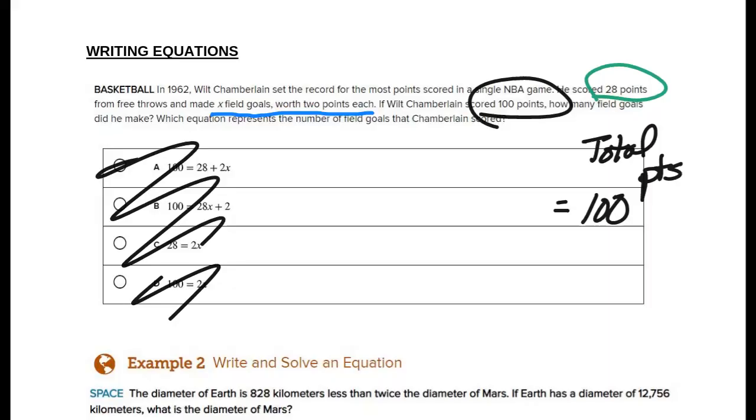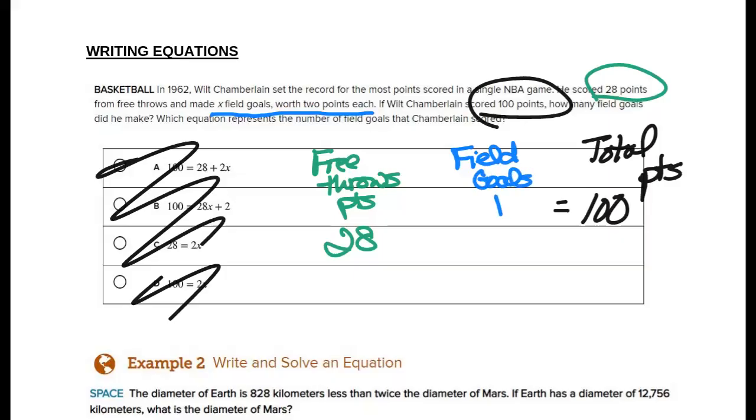He got 28. Those are free throws. Okay? How many points did he get out of the free throws? Free throw points. How many? 28. It tells you that. What are the other kind of points that he got? Field goals. First time I read that, I was like, field goals? Is that what they call them? I guess it is. Field goal points.